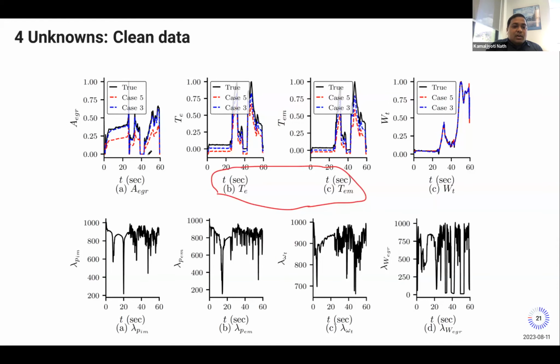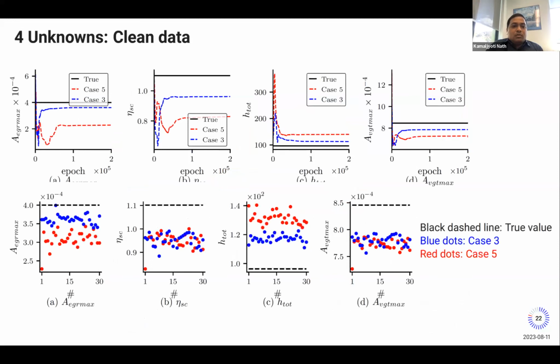And here we can see the effect of self-adaptive weights. Case 3 is with self-adaptive, case 5 is without self-adaptive. So self-adaptive weights are giving better results. And these are the weights after training, the self-adaptive weights. To have a more reliable check of how accurate self-adaptive weights are compared to without self-adaptive weights, I ran the test 30 times. You can see here the blue dots are with self-adaptive and the red dots are without self-adaptive. They are all poorer than the with self-adaptive.